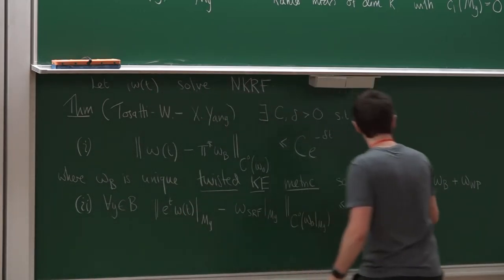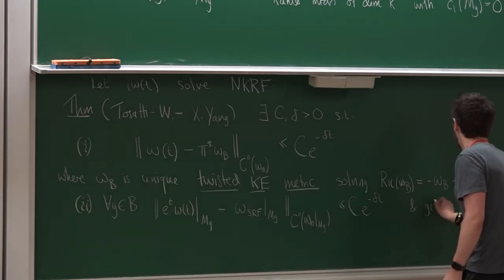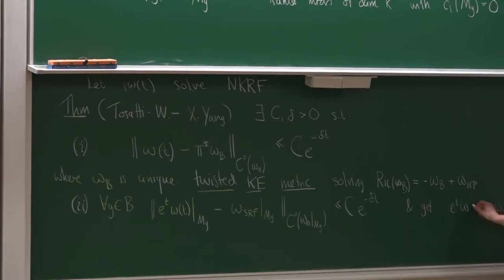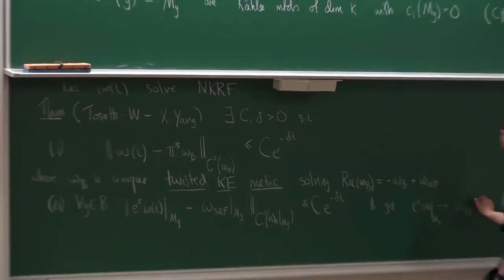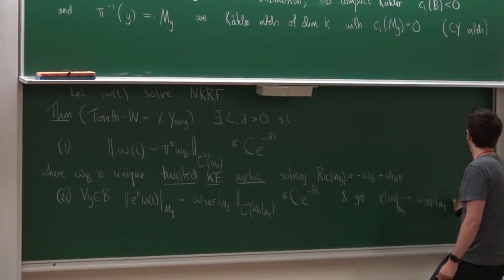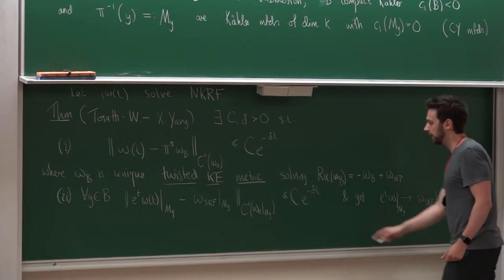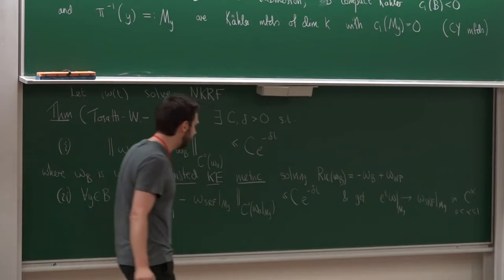And moreover, we get that, in fact, this e to the t omega is actually converging to this omega semi-Ricci flat, again, restricted to the fiber, in C alpha, where alpha is between 0 and 1. So here I stated for C0, but actually we get a little bit better than that.